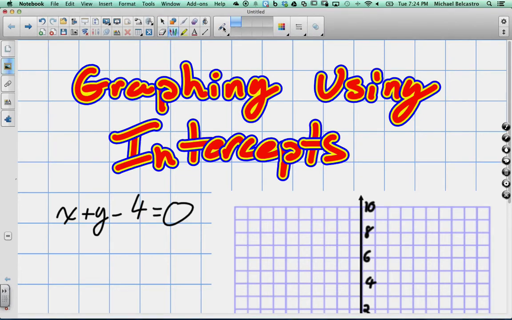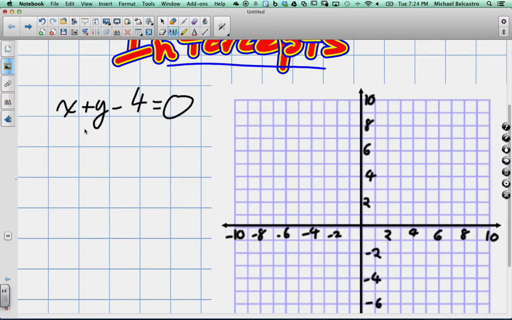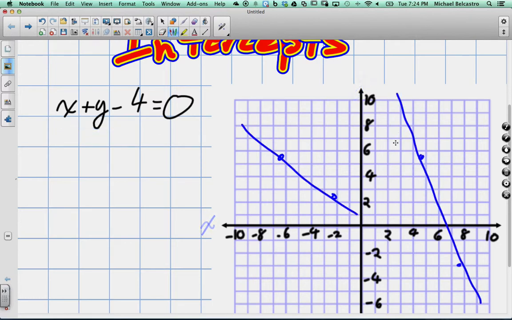Okay, we're going to look at graphing using intercepts. When we talk about intercepts, and this is a linear line, we're talking about when the line crosses the y-axis and the x-axis. Essentially, as long as you have 2 points, you can make a line. Any line, right? Any 2 points, you just connect the two of them, and you can make a straight line.